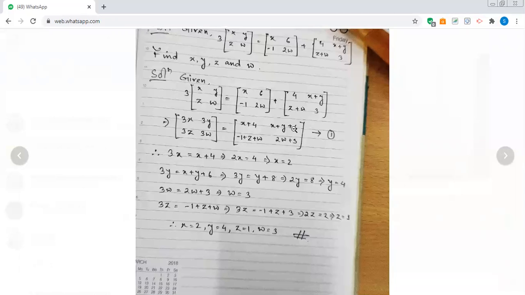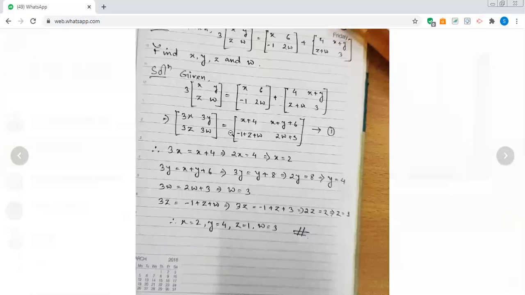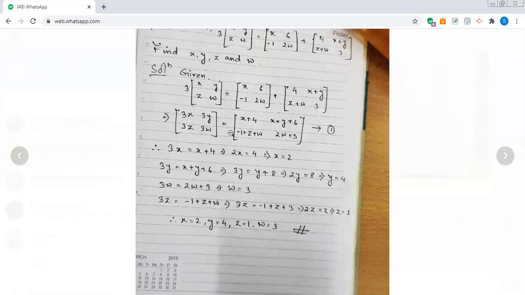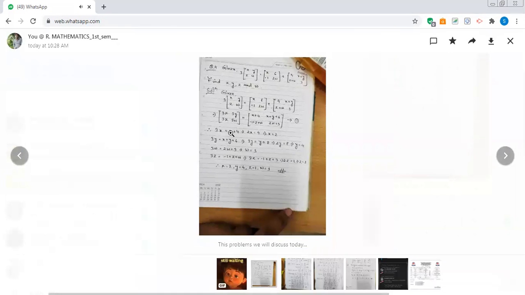In a similar way, we can put the values of z and w in the equation and get the equation balanced. Okay, so these are the 4 simple problems which are mainly based on the types of matrices as well as the equality of matrices. You have to see these problems mainly for your examination, the upcoming sessional exam also.